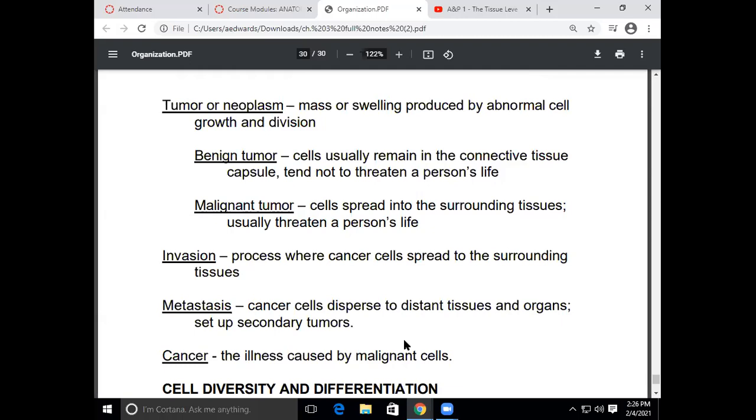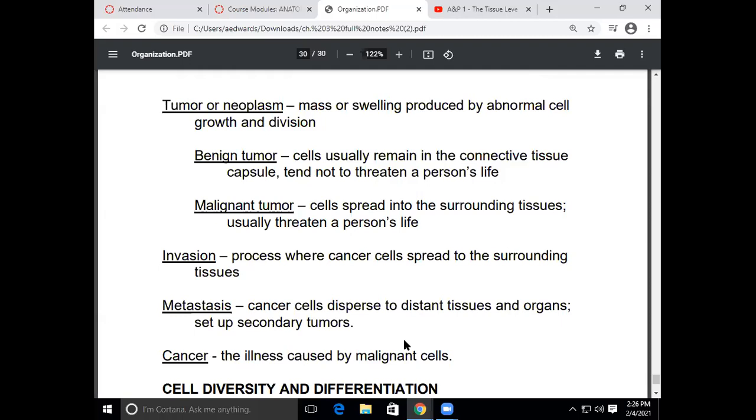Now, typically when a tissue is malignant, it spreads to other tissues. We call that metastasis. It metastasizes and it goes to other places. And it is usually life-threatening, okay? You try to catch tumors before they become malignant, right?